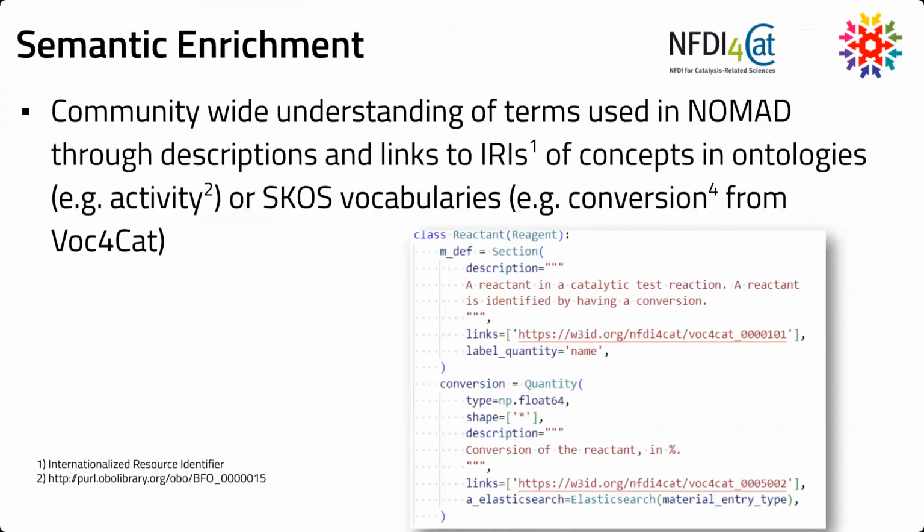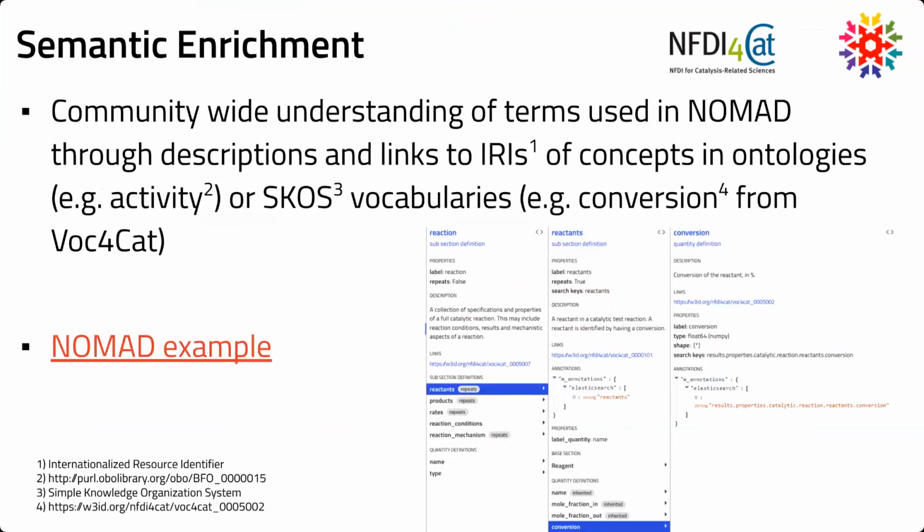In Nomad, we define these schemas with Python classes, and there we can add these links, which now link to definitions from Voc4cat. So here you see the example of a reactant, which has a quantity called conversion, and then I have the respective definitions, so the links added. And on the next slide, you see how this looks in the Nomad meta info, which you can also browse online.